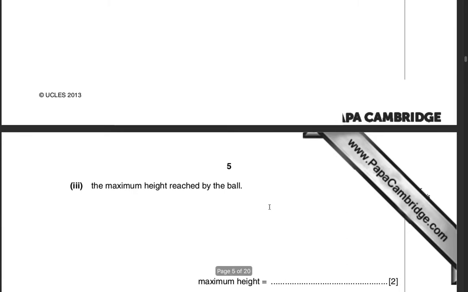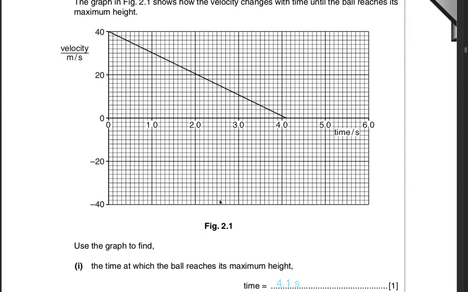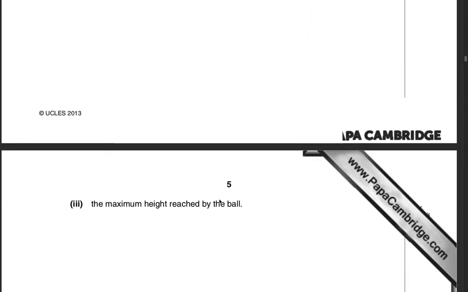So now which one do we use? V is equal to U plus AT? The max height reached by the ball, of course, is the area below the graph. Is it the continuation? Yes.